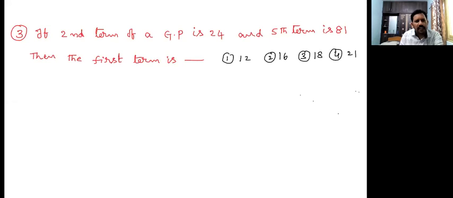What they are given? If the second term of a GP is 24, second term means the nth term formula you already know very well. Just in place of n take 2. AR, this is the second term. That value should be 24 as given. Next, the fifth term, A into R power 5 minus 1, that is 4, 81 given. Now we need to find the first term. First term means A only now. This is the question mark.